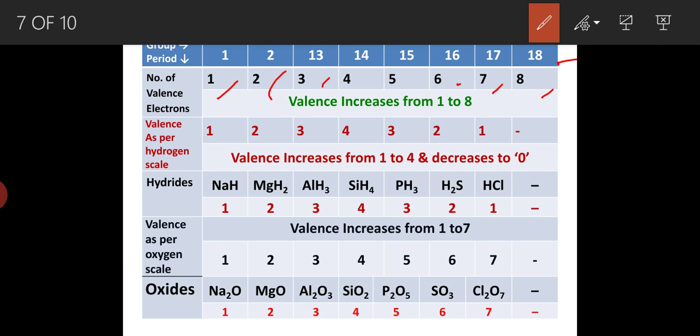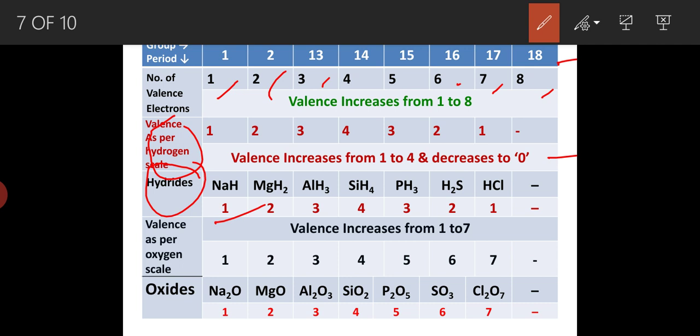Then valence as per the hydrogen scale, if we observe, increases from 1 to 4 and decreases to 0. Examples are given, some hydrides are taken here. In the case of sodium hydride, sodium belongs to the first A group, so it has one valence electron. So, its valence is 1.